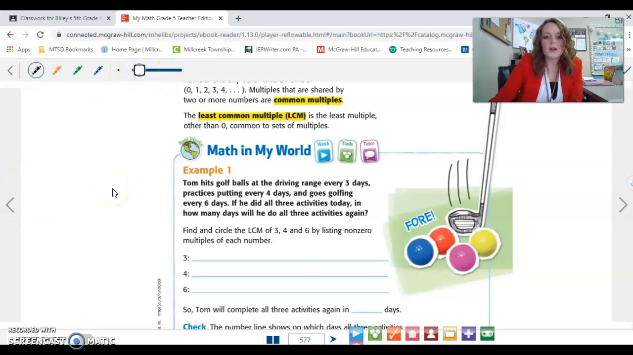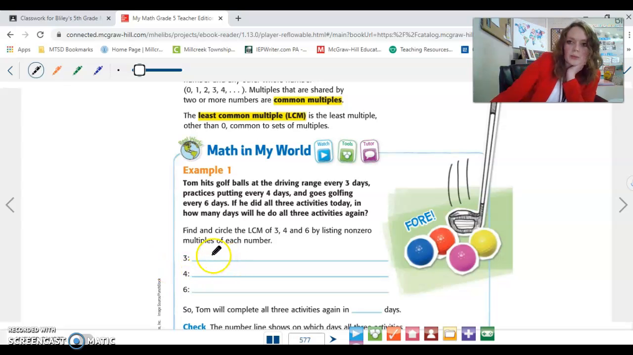We have example 1. Tom hits golf balls at the driving range every 3 days, practices putting every 4 days, and goes golfing every 6 days. If he did all 3 activities today, in how many days will he do all 3 activities again? Find and circle the least common multiple of 3, 4, and 6 by listing non-zero multiples of each number.